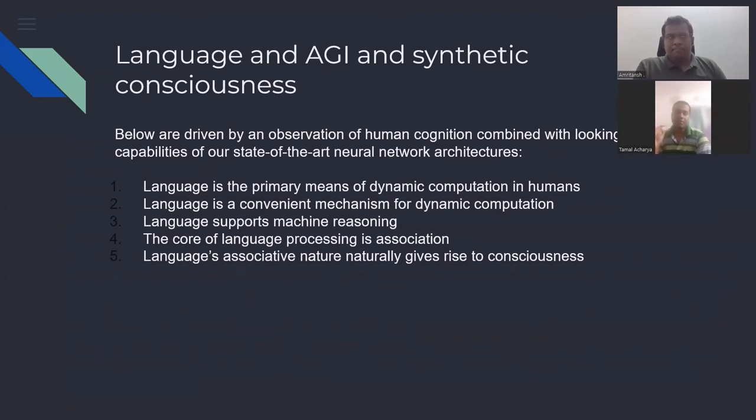Now, the core of language processing is association. As was discussed earlier in the causality section, the first step in causal understanding is association. That's where language also comes into the picture. And language's associative nature naturally gave rise to consciousness. There has been much debate on consciousness, whether it can be artificially generated, but I think language itself plays a major role in all these things. If you want to associate, if you want to reason, if you want to develop consciousness, language is an important part. That's why the language app is one of the components of the world models that we have.